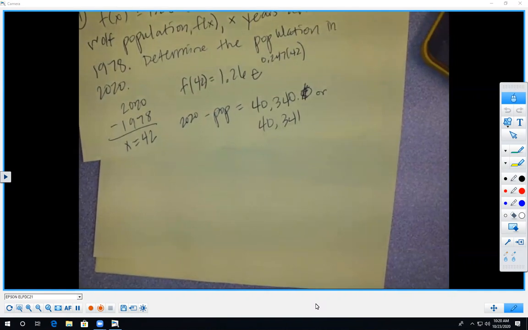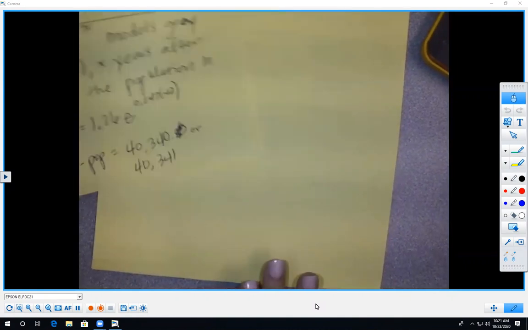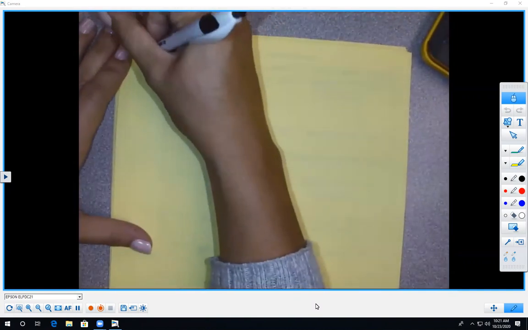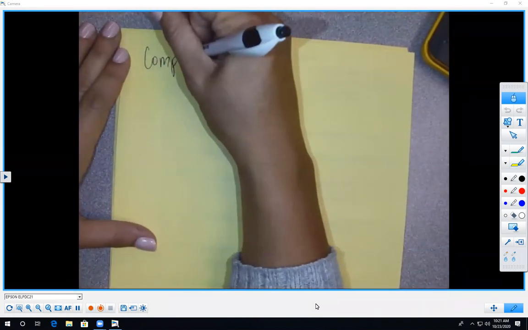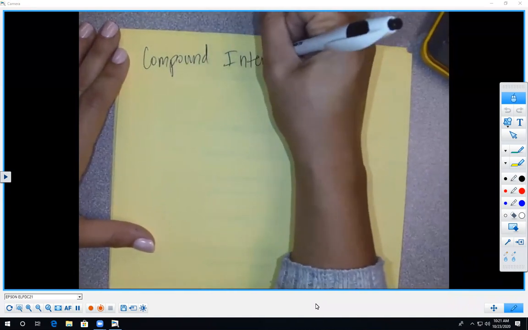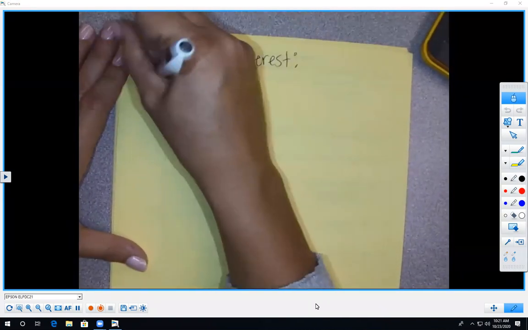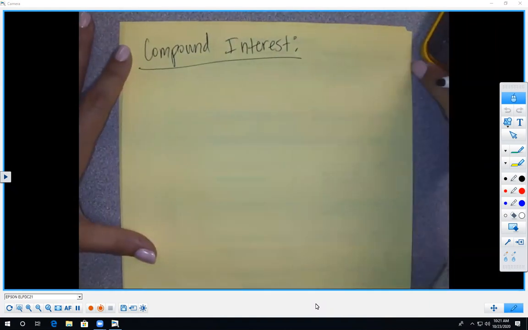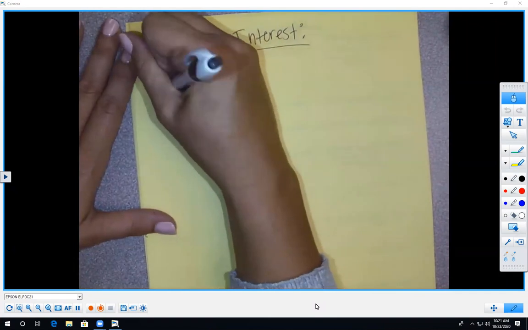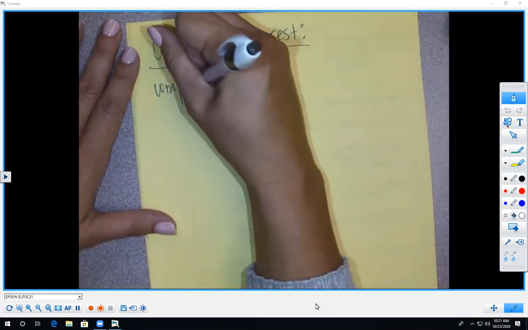Okay, the most important part of this section, I feel like, is the money part, the compound interest stuff. So let's talk about compound interest. We have two formulas for compound interest. The first formula for compound interest is for things that are compounded n times per year. And let me talk about what that means.